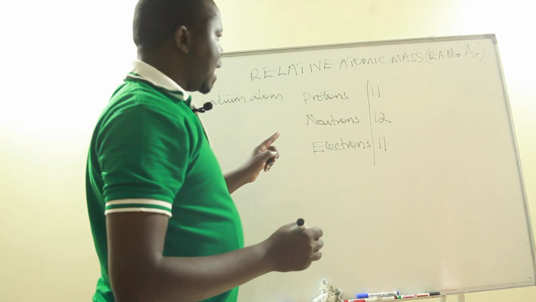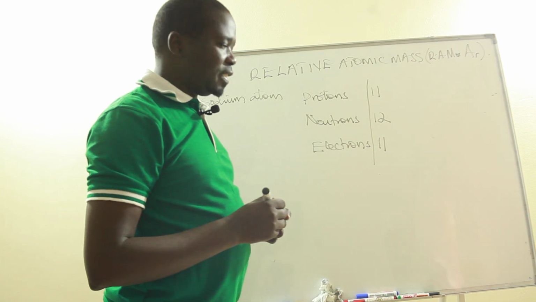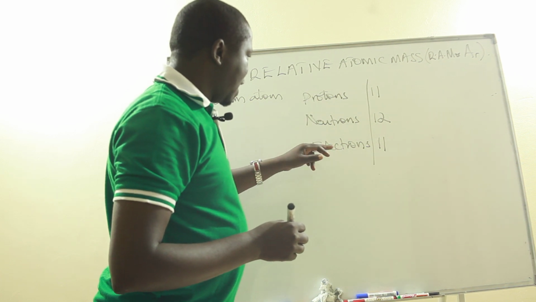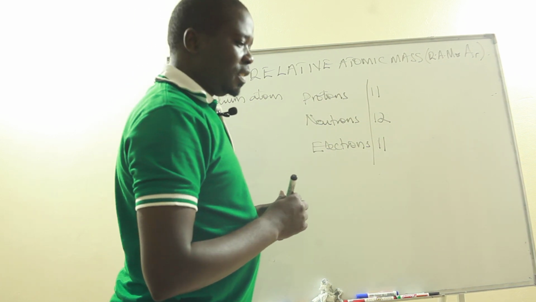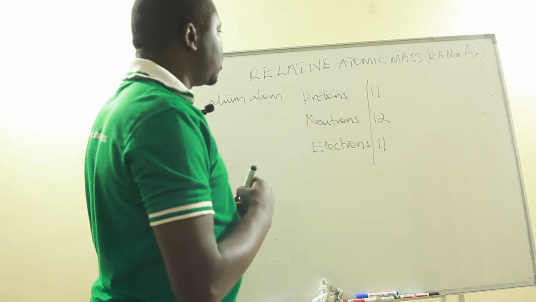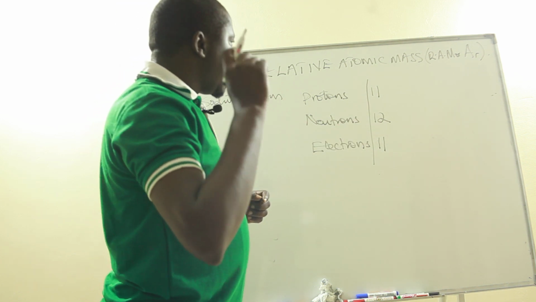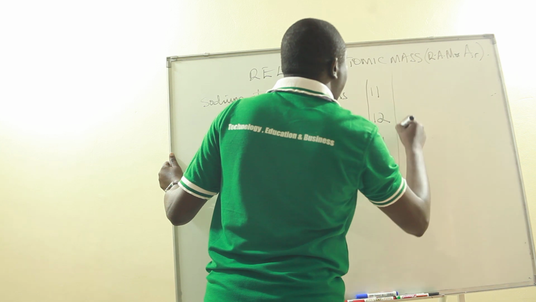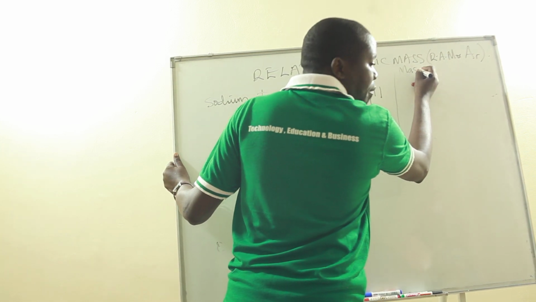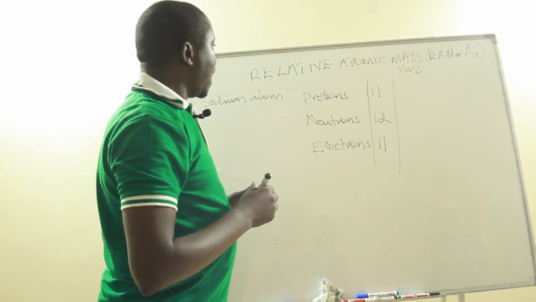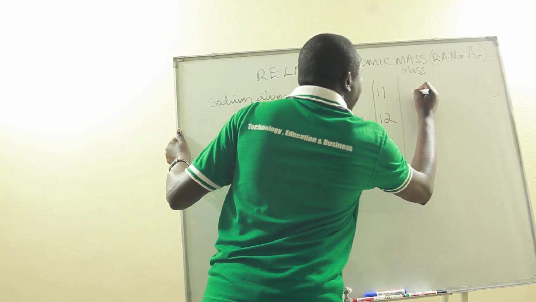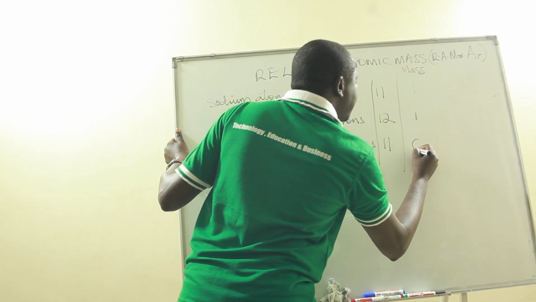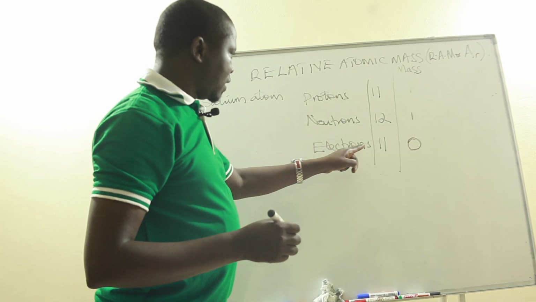You can see here that the number of protons and electrons are the same. We have 11 protons and 11 electrons, and neutrons are 12 in number here. So I want us to look at the magnitude of mass of each particle. A proton has a mass of magnitude 1. A neutron also has a mass of magnitude 1. An electron has a mass of magnitude 0, meaning that an electron has a negligible mass.